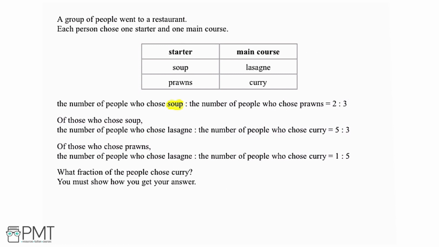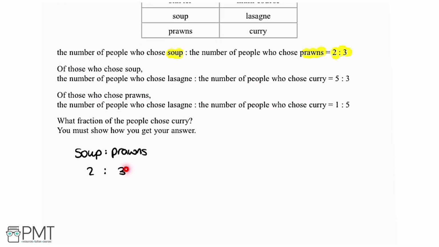I'm going to look at the soup to prawns first, which is 2 to 3. Now what I'm going to do is add these both together. So we get 2 plus 3 equals 5. So in total, within this ratio, there are 5 parts. So the amount of people that had soup was 2 out of 5, and the amount of people that had prawns is 3 out of 5.